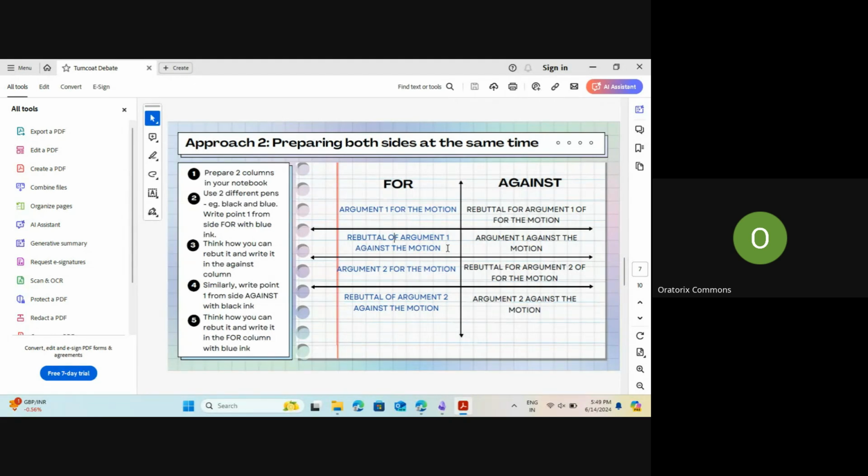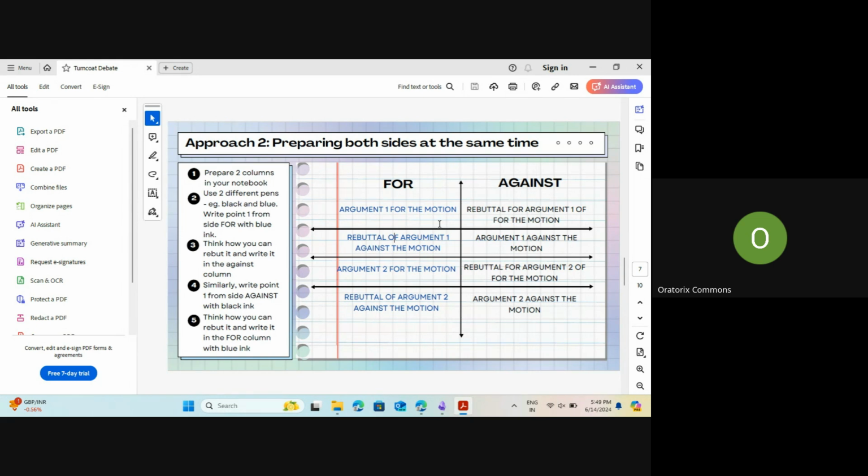For के rebuttal देने के लिए जो argument one था against the motion, उसका rebuttal देने के लिए for मैं I am saying this. So is this a competing rebuttal or is this a contradictory rebuttal? Competing. Exactly. Okay guys. So you understand?